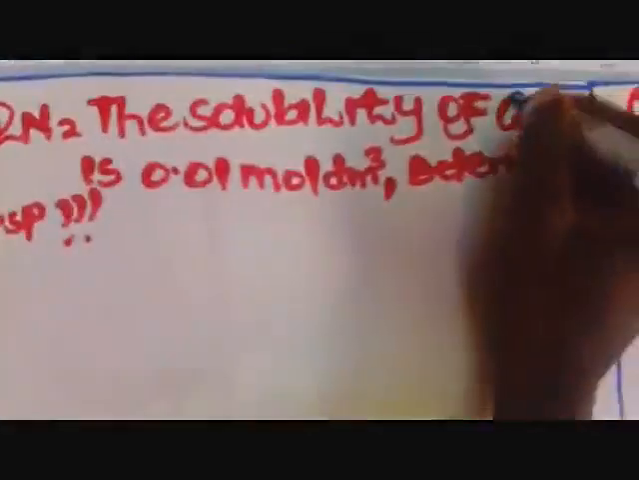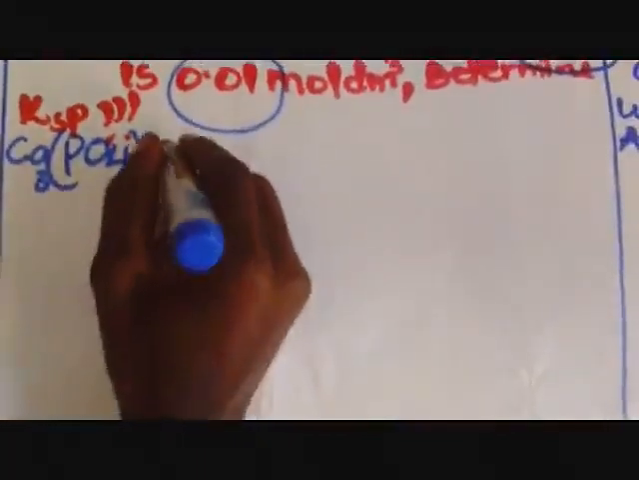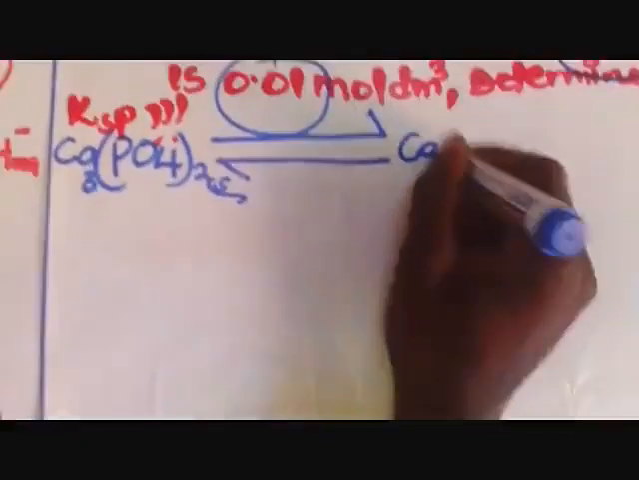Calcium phosphate, members, is this. Then they are telling us to determine Ksp. Remember we said we have to begin by writing the equation. So we are going to begin by writing our equation here. That is calcium phosphate like that, and it is breaking down like that to produce the calcium ions.